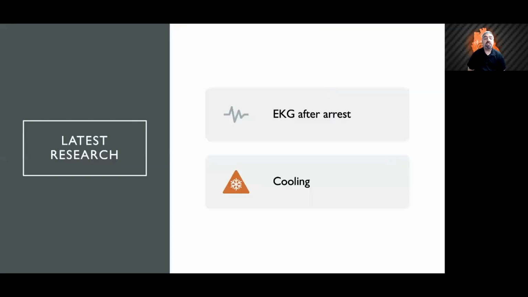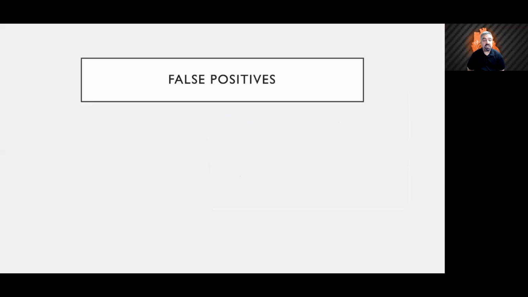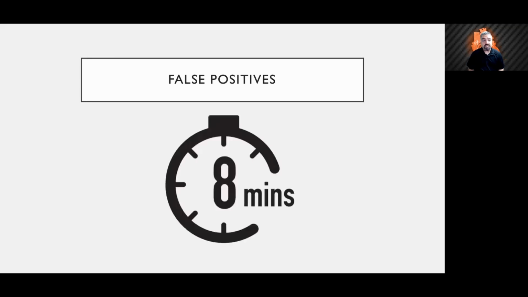So, wrapping up by talking about some of the latest research and how that's informing my practice. Number one, EKG after arrest, or the ROSC EKG. The problem with the post-ROSC EKG is always false positives. Cardiac arrest is a low flow state, and your EKG afterward is going to be abnormal. So how long do we have to wait before that rate of false positives falls off and flattens out, so we know that what we're looking at is as accurate as it can be? There are a couple of studies now that seem to indicate that the answer to that is about 8 minutes.